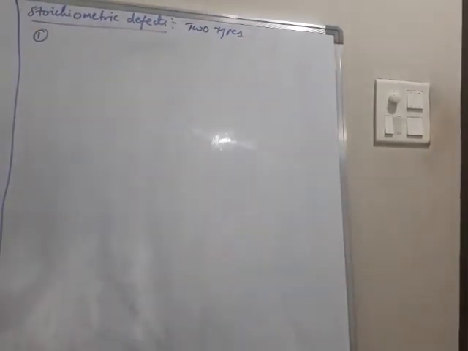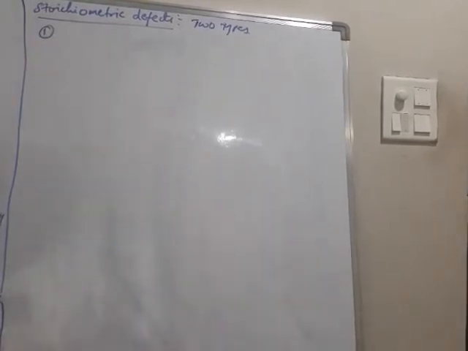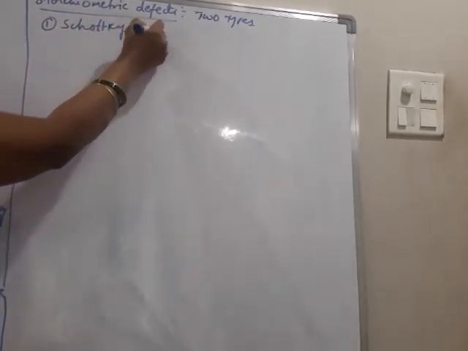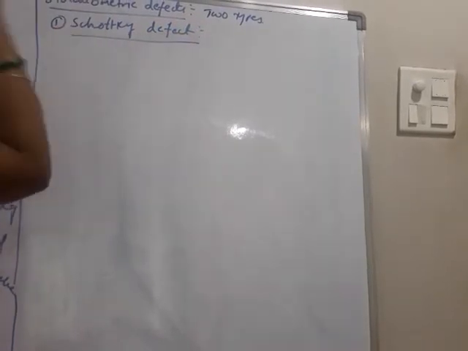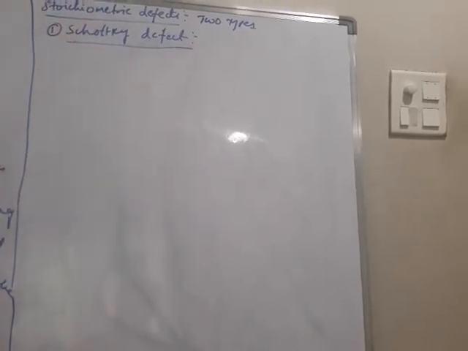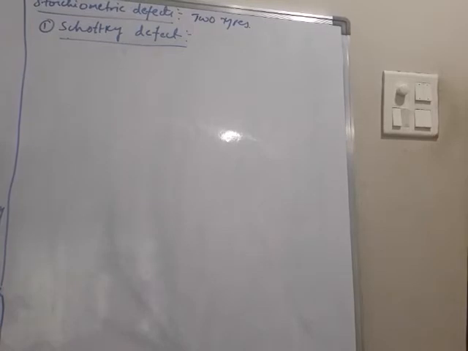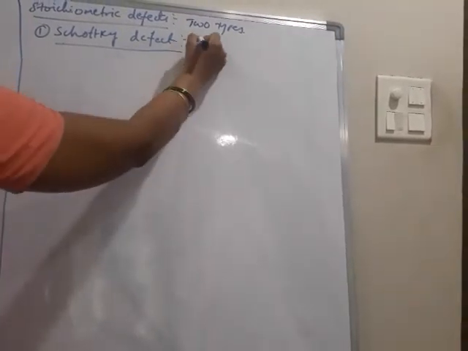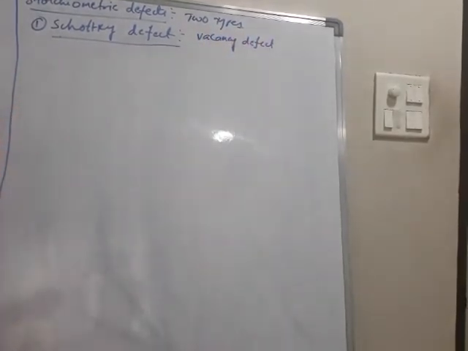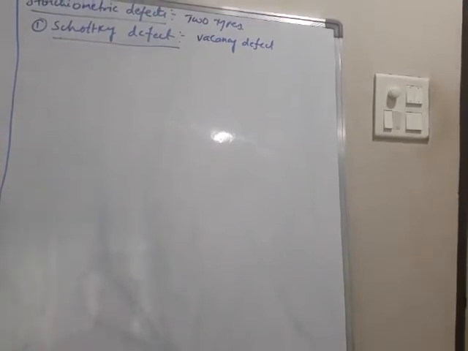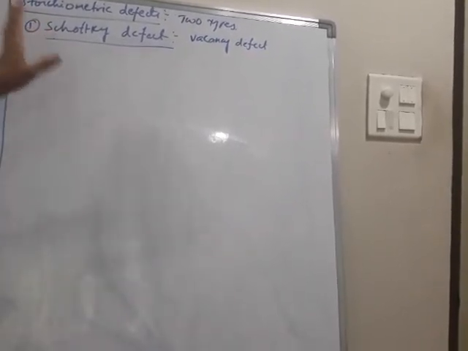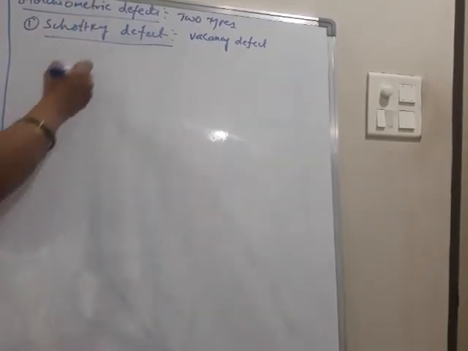Under that, I'll explain the first one, Schottky defect, and the second one is Frenkel defect. So first, coming to Schottky defect. Schottky defect is a point defect, and it is also called a vacancy defect. Why? Because Schottky defect arises due to the vacancy of a cation from its lattice point along with the vacancy of an equal number of anions.